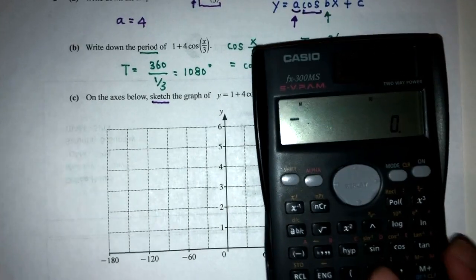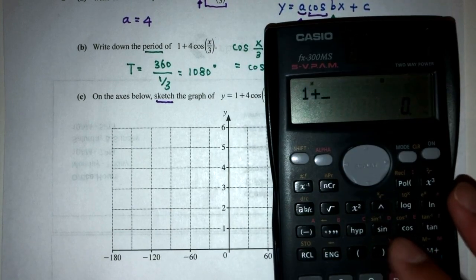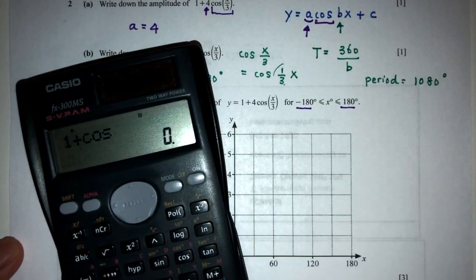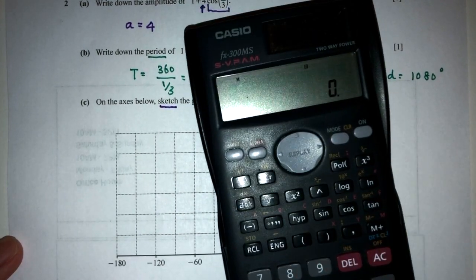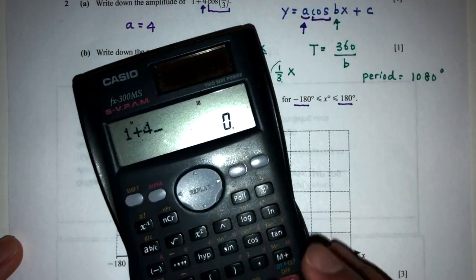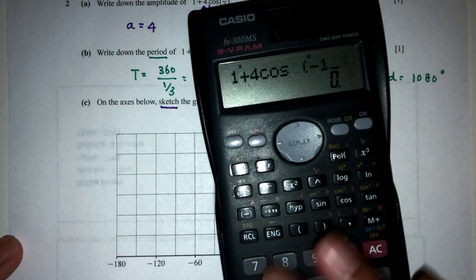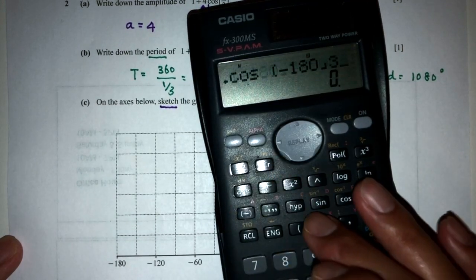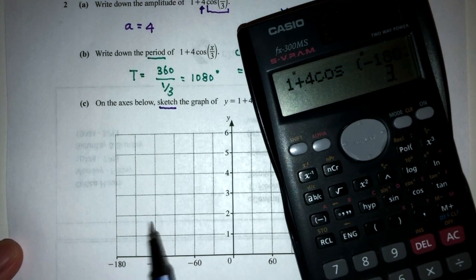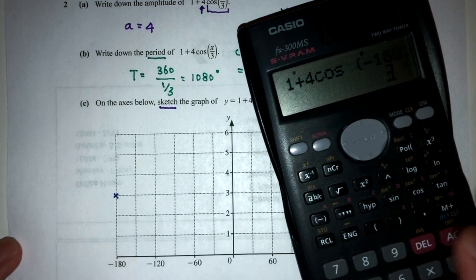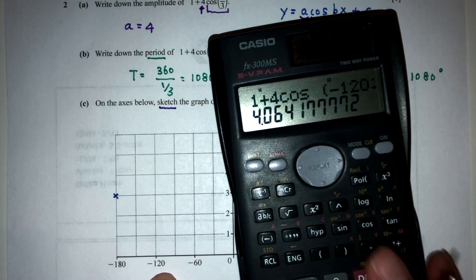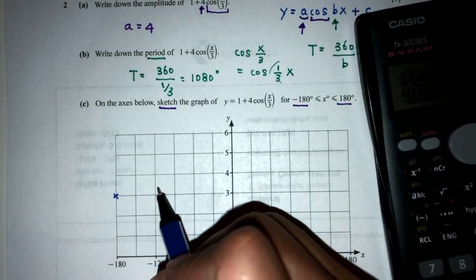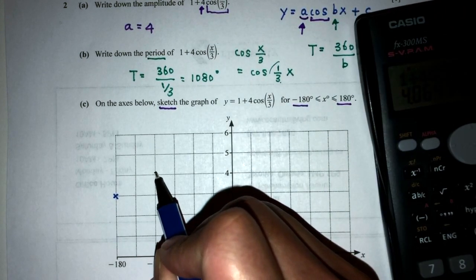So here we have 1 plus 4 cos. Here we have x is minus 180. So 1 plus 4 cos of minus 180 over 3. That will be 3. So the first point will be 3. Now here we have minus 120, so we can just replace this here. That will be 4.06. That should be somewhere over here.